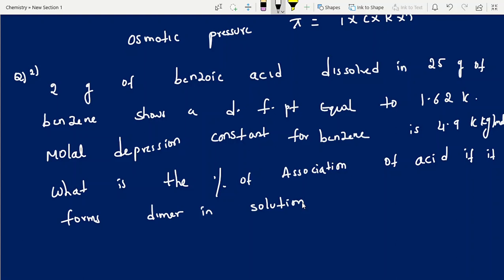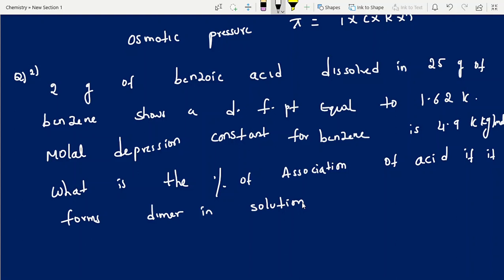Now, can you try this question? How to calculate the first one? What they're asking is the percentage of association of acid if it forms a dimer in solution. That means they're asking for i. Everything has been given in the question: 2 grams of benzoic acid dissolved in 25 grams of benzene, the depression in freezing point, the molar depression constant. How to solve this question?